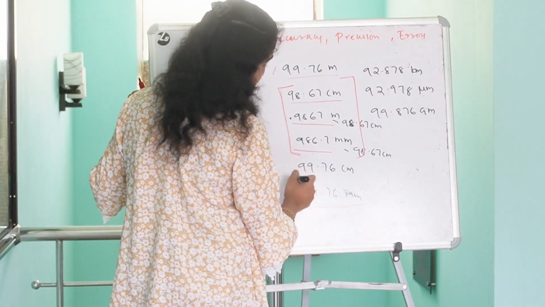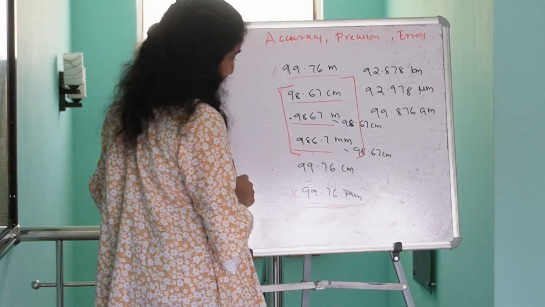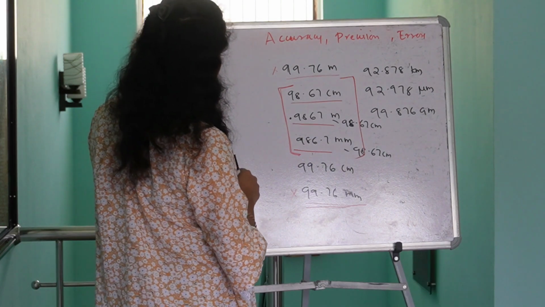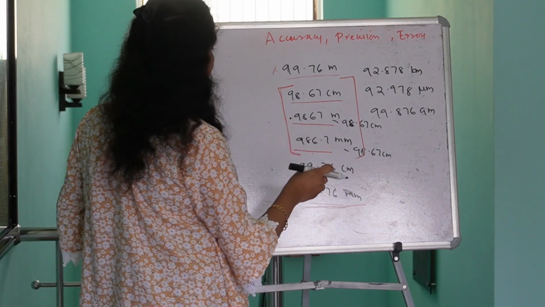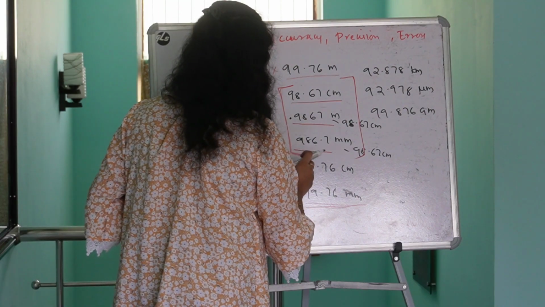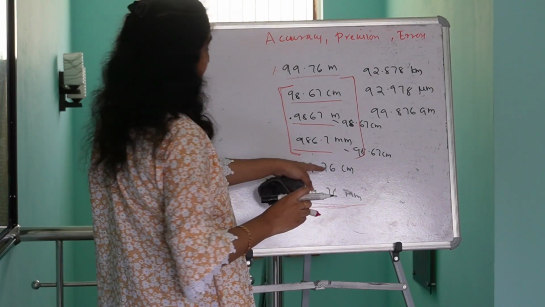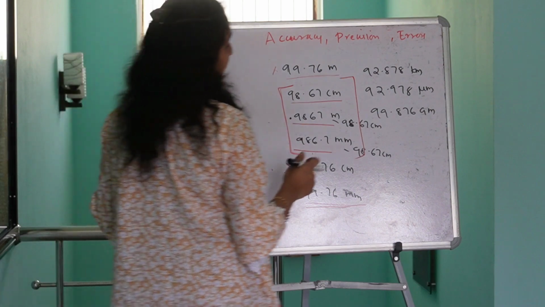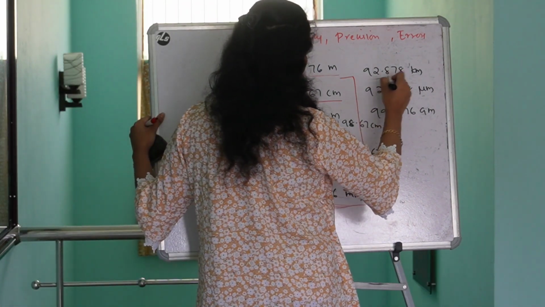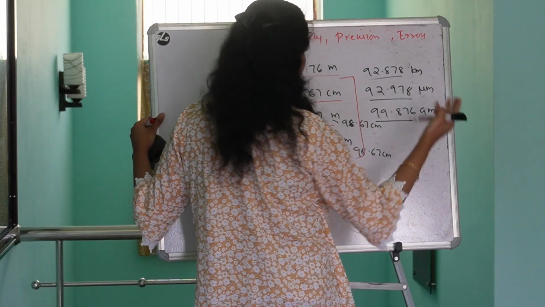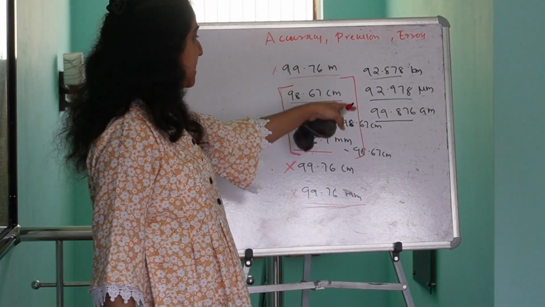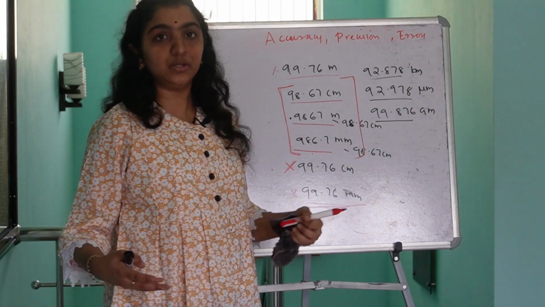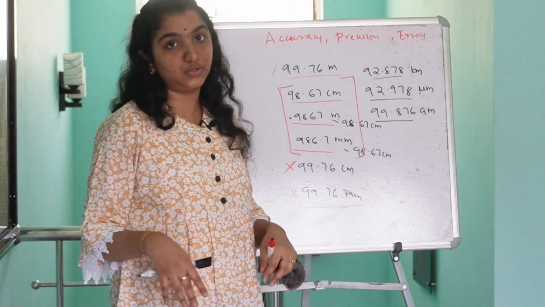Now let's see the next value. Here we have 99.76. Okay, the value is different. The value is same but the unit is different. So we can eliminate this value also. Again in this case, if we observe, even the values are not same. Values are not same and the units are also not same. Here in these three cases, the values are not same and the units are also not same.